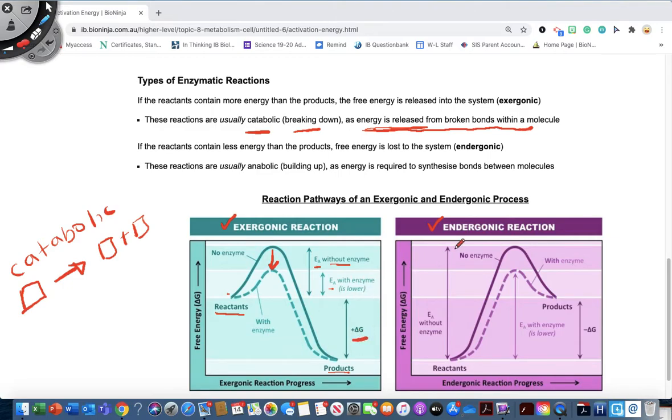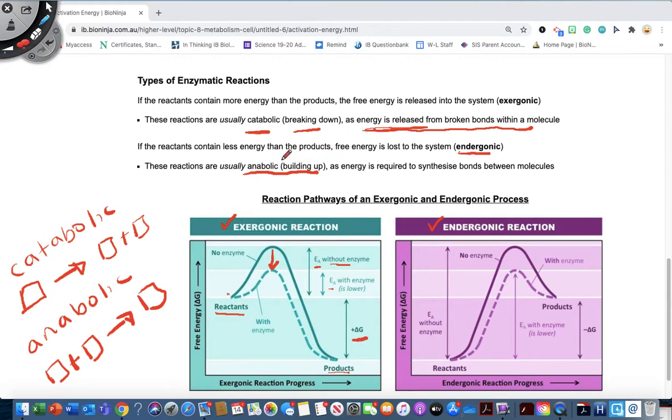Now, in opposition here, we have an endergonic reaction, and an endergonic reaction is considered an anabolic reaction. That means that you actually have to build up or construct a product of some sort. So in an anabolic reaction, you are pretty much going the other way. So you're taking perhaps two reactants of some sort, right? And you're combining them into one product. So that's an example of an anabolic reaction.